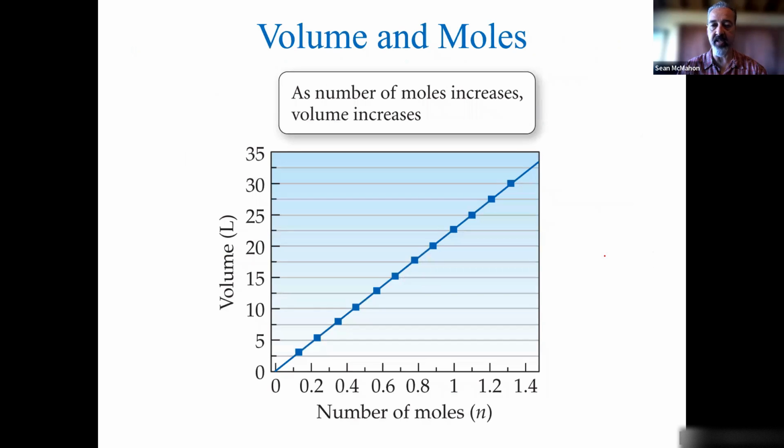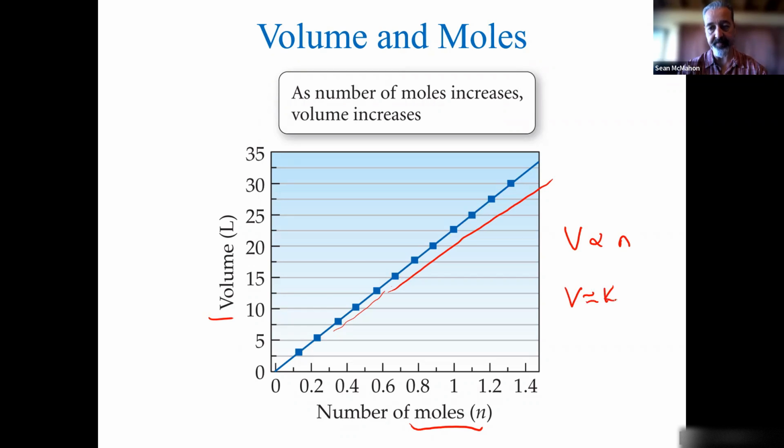So what we notice is as moles increase, if I have constant pressure and temperature, the volume of the gas will increase. So here we see the independent variable, the number of moles of particles, and the dependent variable, the volume of gas. We see that it's a positive slope, it's a linear equation, and we see that they are directly proportional.